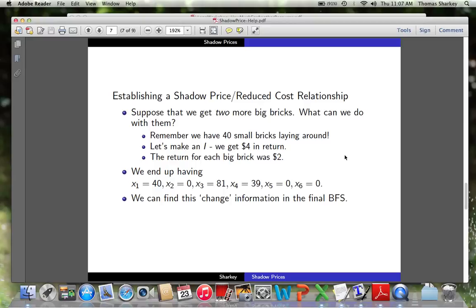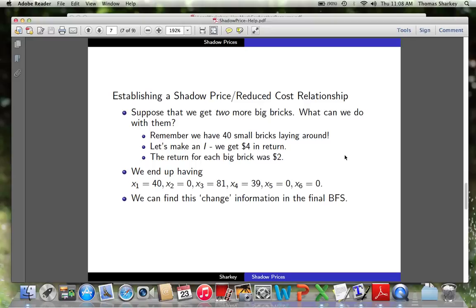Well, one thing we can do, and it actually turns out the best thing that we can do, is take those 2 big bricks and make another I, right? 2 big bricks plus one of the 40 small bricks laying around will make an I for us. So we get $4 in return using those 2 big bricks to make an I, which actually means that the return per big brick was $2. And what we end up seeing is that if I got 2 more big bricks, essentially the right-hand side of the big brick constraint, instead of being 200, is 202.